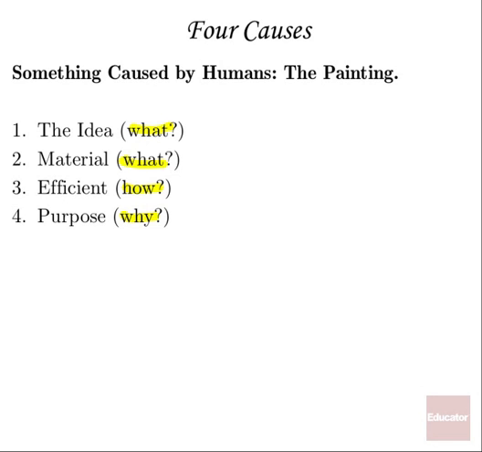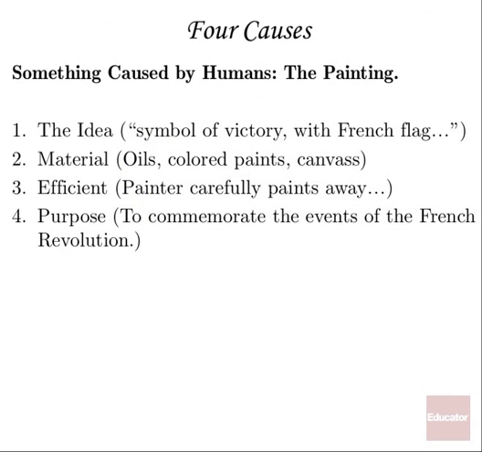Let's find out why. Well, at one point the painter thought, I'd like to make a symbol for victory. And since that symbol for victory definitely has to be holding a French flag, there's no other flag that's going to work because I'm painting for France. What are the materials? We've got oils, we've got colored paints, and of course we have the canvas that the painting was actually painted on.